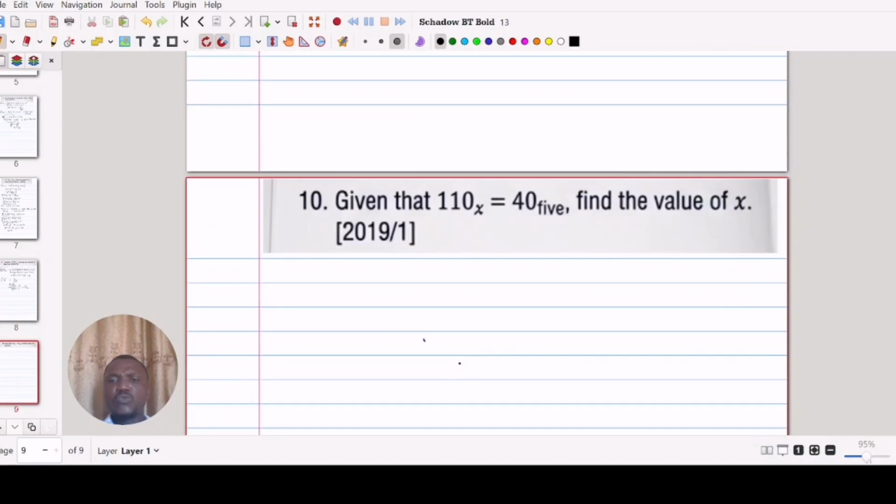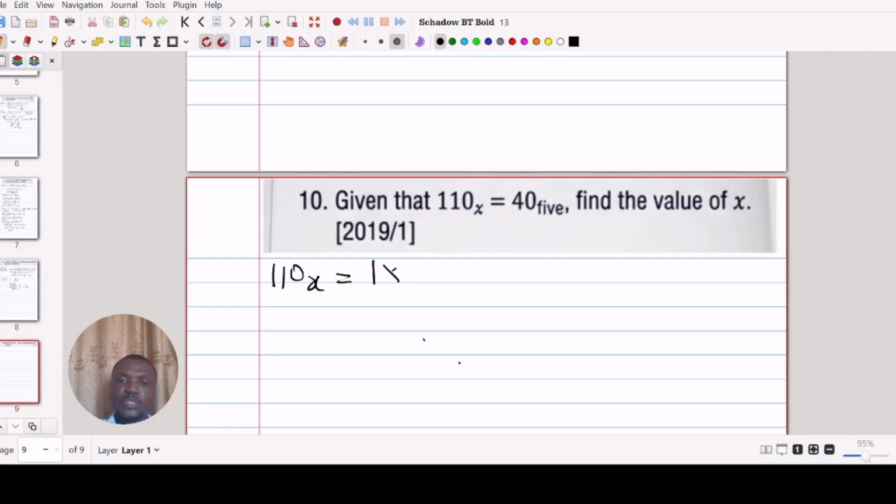Given that 110 base 6 equals 40 base 5, find the value of x. It is as simple as this. The same way we did the other questions is the same way we are going to do this. So just change each of them, 110 base 6 and 40 base 5, into base 10. 110 base 6, and how do you change it? Use the number to multiply the base.